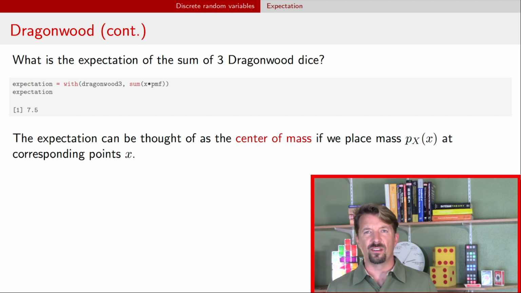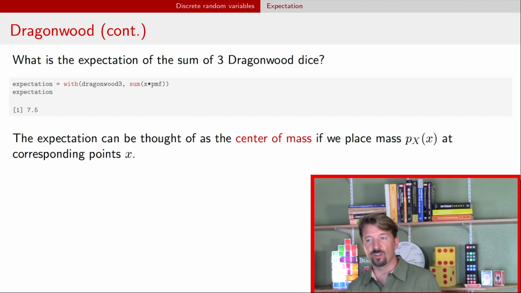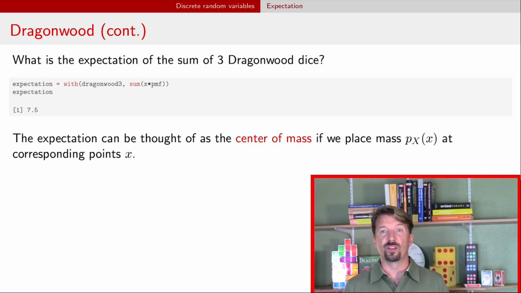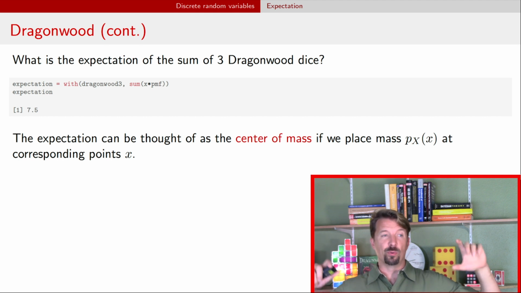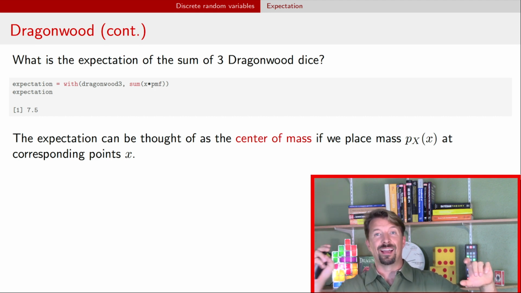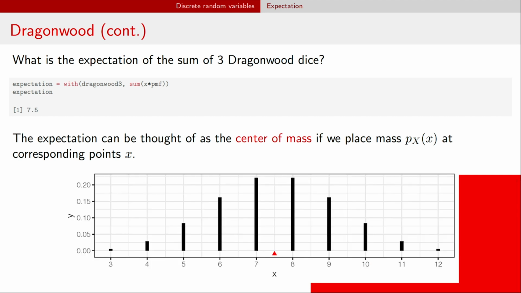I want to comment here perhaps a physics related interpretation for this expected value. You can think about this expected value as being the center of mass. Think of a ruler, and what you're going to put on that ruler are weights. Those weights are going to be proportional to the probability, and they're going to be located at the values of that random variable.